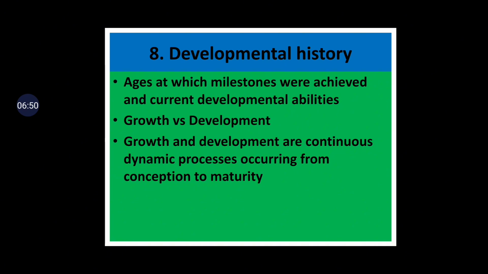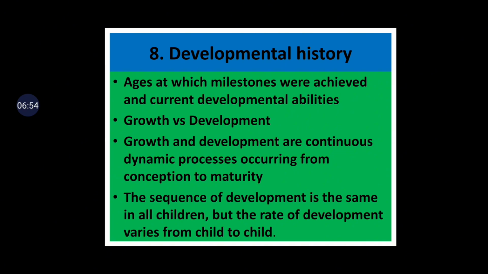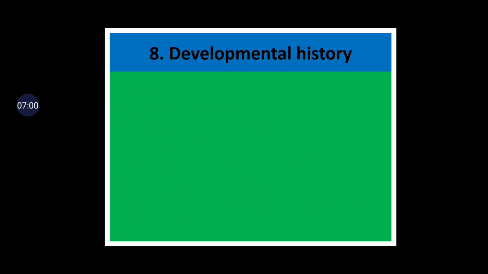Growth and development are continuous dynamic processes occurring from conception to maturity. The sequence of development is the same in all children, but the rate of development varies from child to child because there are many factors affecting growth and development.